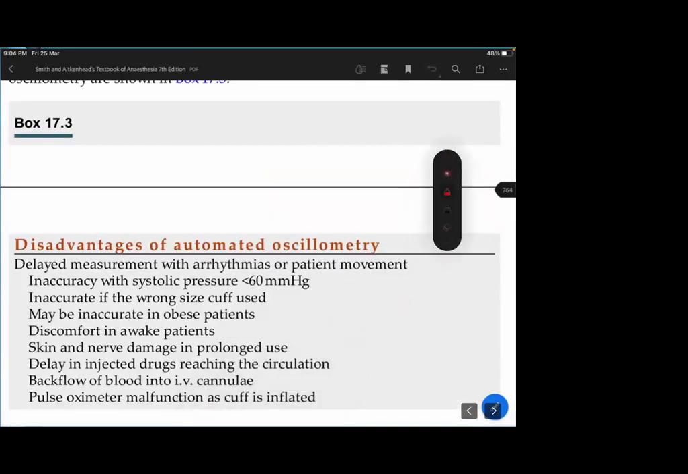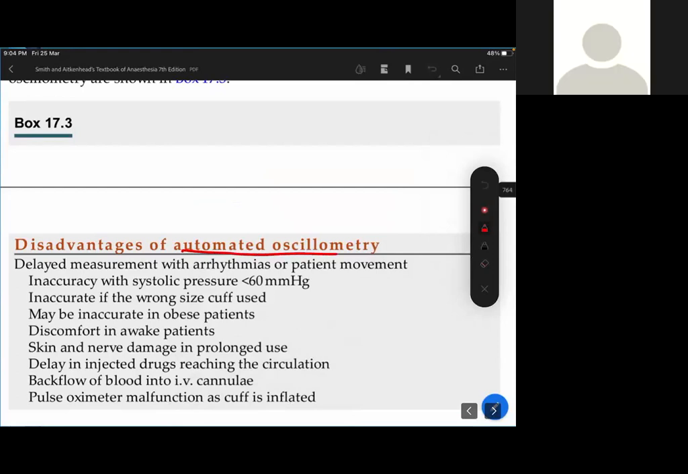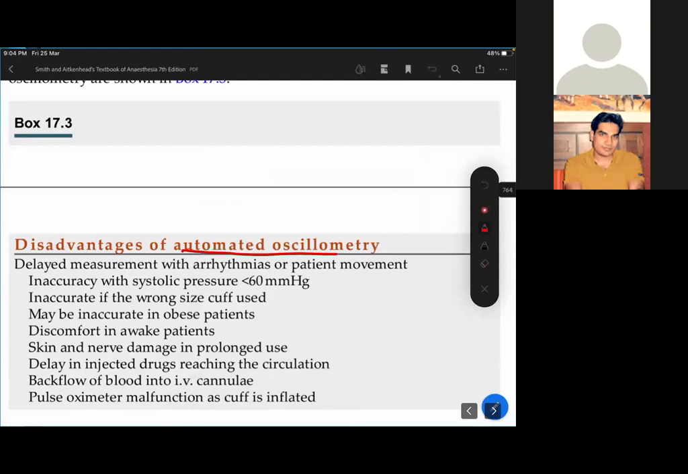Next, we should discuss the disadvantages of automated blood pressure. These are simple. Inaccuracy with systolic pressure less than 60 mm of mercury. Inaccurate if the wrong size of cuff is used. May be inaccurate in obese patients. Discomfort in awake patients. Skin and nerve damage in prolonged use. So we go for invasive blood pressure monitoring.